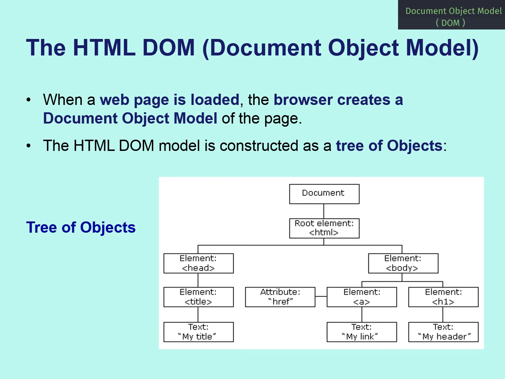So in the Document Object Model, all the HTML elements are treated as objects, and they are arranged in the form of a tree. When a browser reads a particular HTML document, it represents the document in the form of a tree like this, a tree of objects.